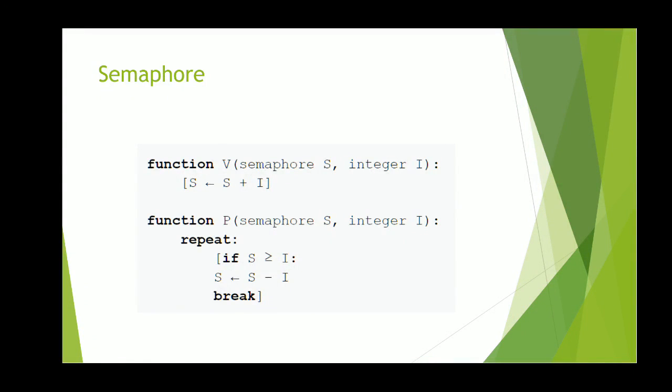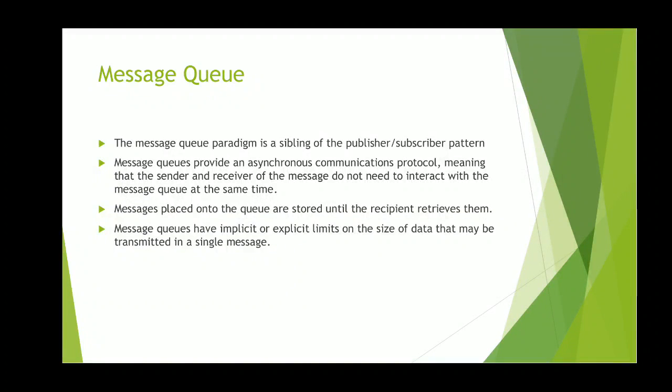Here there are two functions, function V and function P. In function V, the value of the semaphore is incremented by 1, and in function P, the value of the semaphore is decremented by 1. And this value of the semaphore is decremented only if the value of the semaphore is greater than or equal to 1. And this condition makes sure that the value of the semaphore never goes to a negative value, and it is not possible. Now we are moving on to message queue.